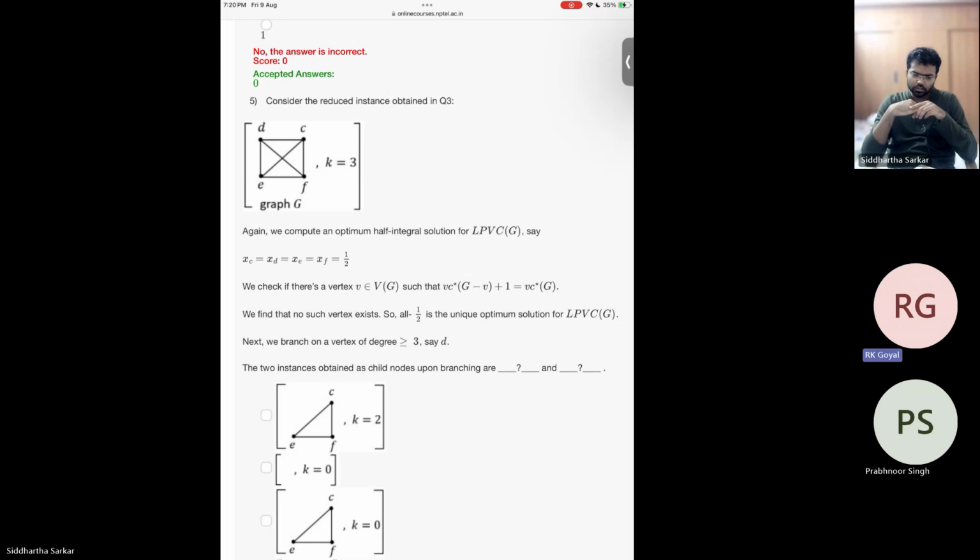So that's what they're saying: what are the two instances that we'll get after doing this branching step. One instance corresponds to taking D, and the other instance corresponds to taking the neighbors of D. If you take D, then K decreases by 1 because you have included one vertex into the vertex cover. And if you take the neighbors of D, then the K value will decrease by 3 because there are three neighbors of D that you are taking.